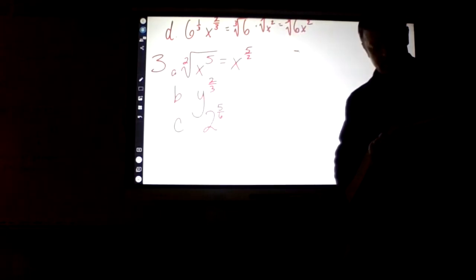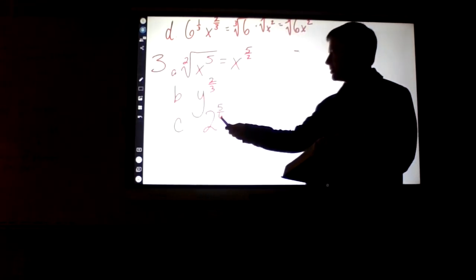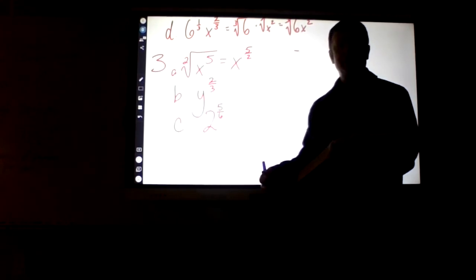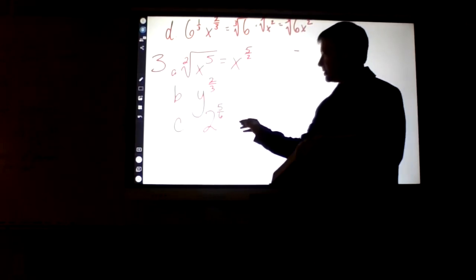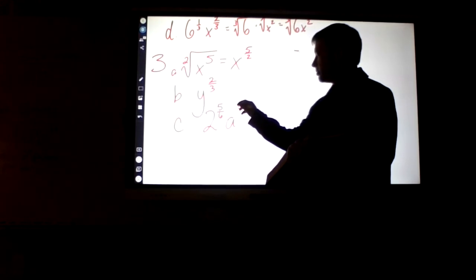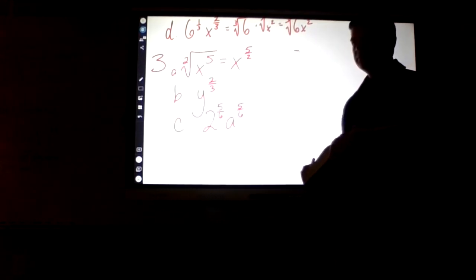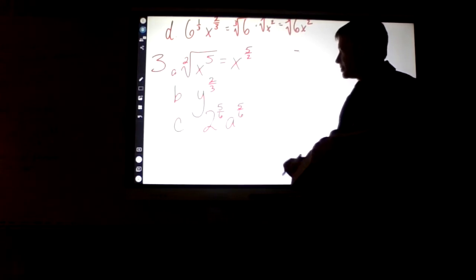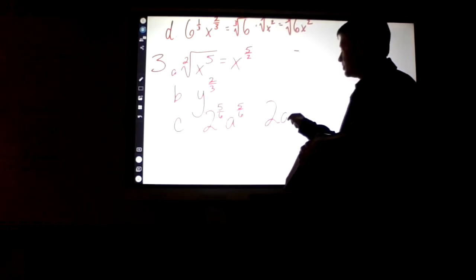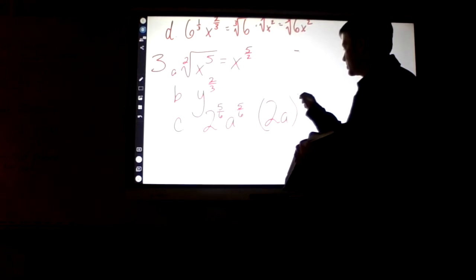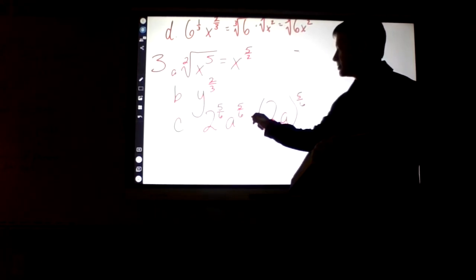What about the A? Well, the 6 is the root, so it goes down there. The 5 is the power. Same thing with the A. Why can't you just put 2A and 5 on the 6? They actually did. If you did it together, you need parentheses, but yeah, that's the same thing.